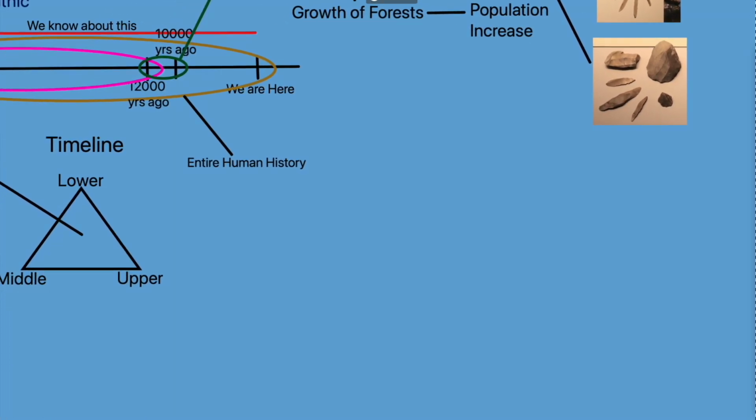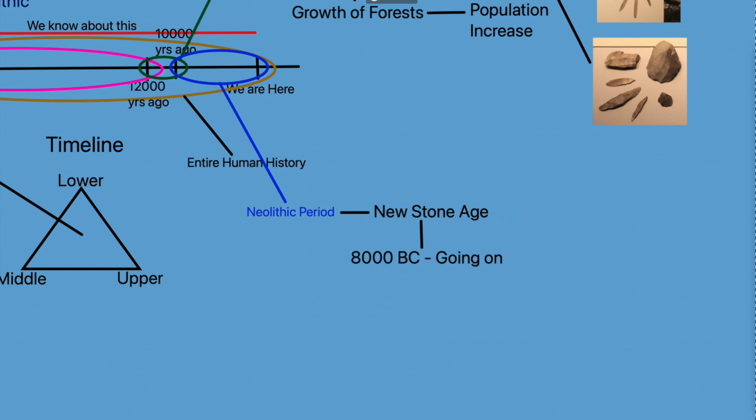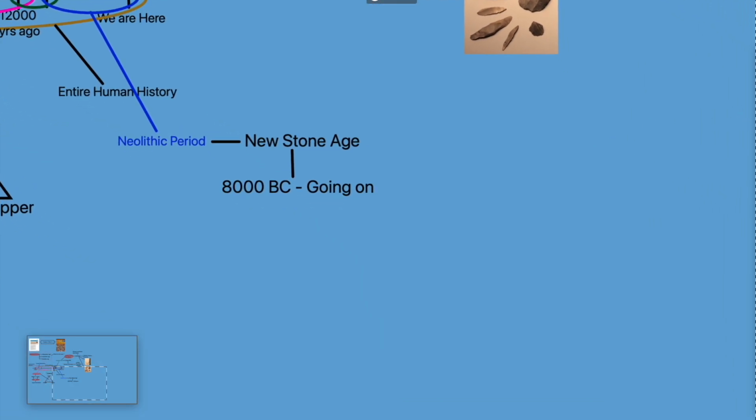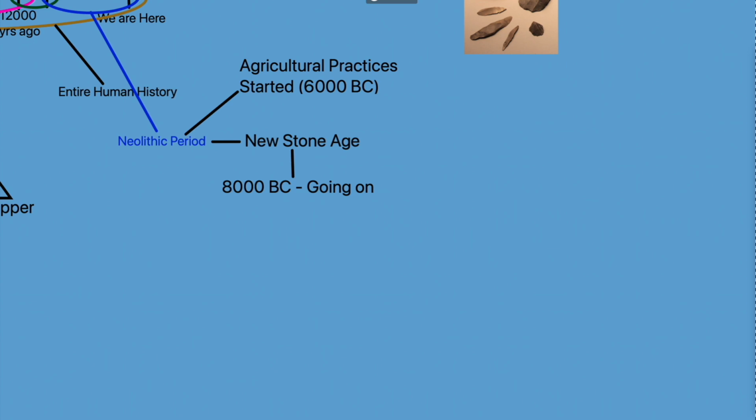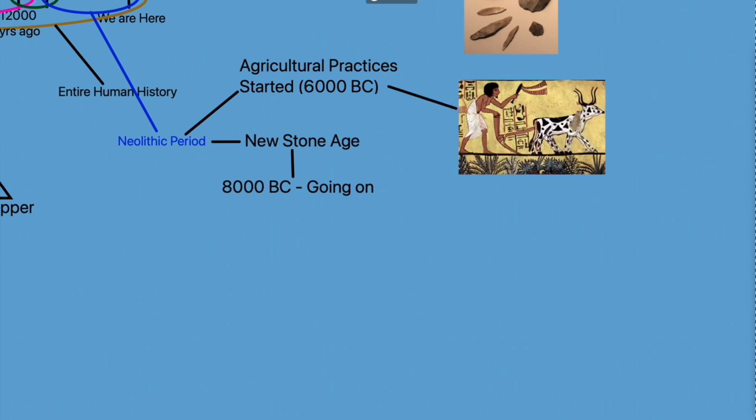Now after Mesolithic, we see the Neolithic period, that is the New Stone Age. This age started from about 10,000 years ago, that is from about 8,000 BC, and is going on at this moment. Now tell me what was unique about this period. If you have watched my previous videos, you would have already answered my question. Of course, this was the time period in which human beings first started agricultural practices and rearing of domestic animals, that is around 6000 BC.